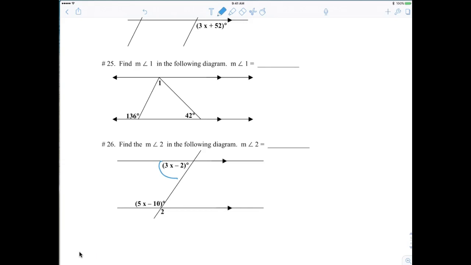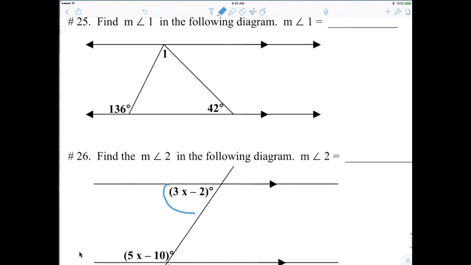Listen. On this too, now that we've reviewed the information about triangles, it's even easier. Do you agree? Right? Because on this particular problem, 136, this guy right here you could say is 44, right? And then 44 plus 42 is 86. So then this would have to be 94. There are so many different ways of doing it. I'm just saying from yesterday's lesson with triangles, it's now easier.